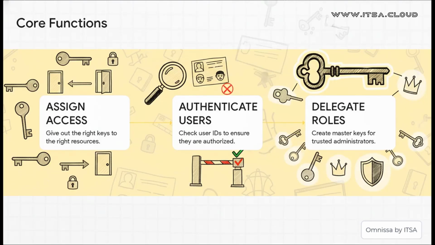So using that keyring idea, the whole process really boils down to three core functions. First, you're assigning access. That's basically just handing out the right keys to the right people. Second, you're authenticating users, which is like checking their ID to make sure they're allowed to use that key. And third, you delegate roles, which is kind of like creating master keys for your most trusted team members.